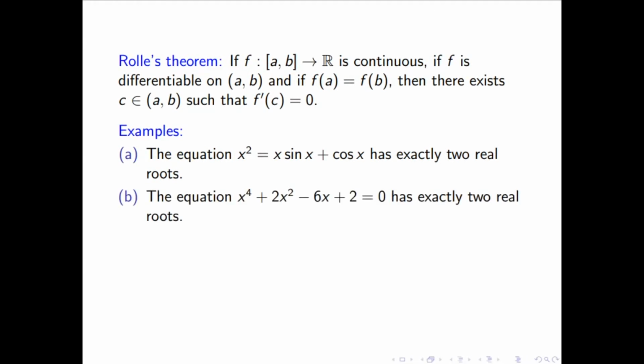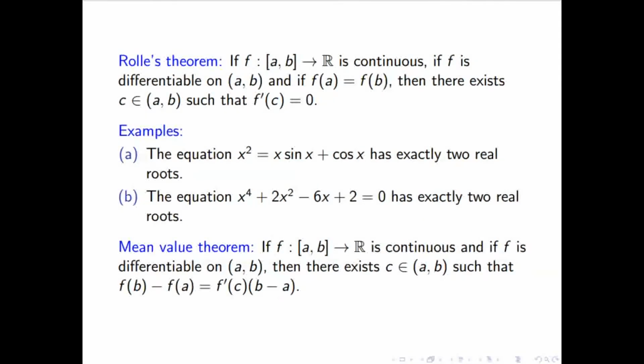Another question is this one. This is a 4th order polynomial and it has exactly 2 real roots, and the remaining 2 are complex. Without solving, by using Rolle's theorem or the intermediate value theorem, we can claim this. We are not saying what the roots are, but we can say how many roots there are. So we will do both questions.